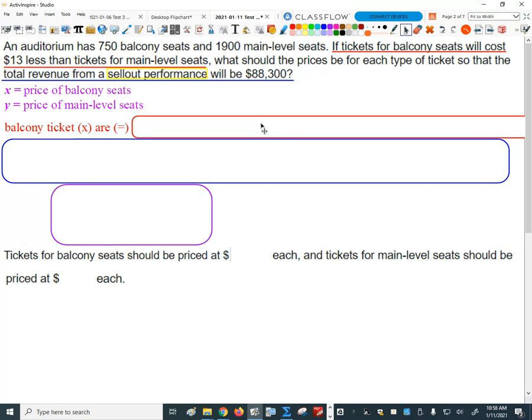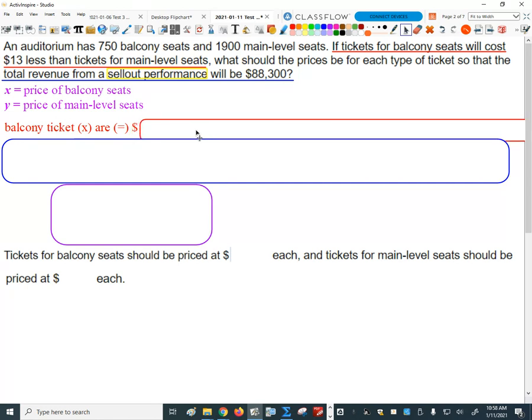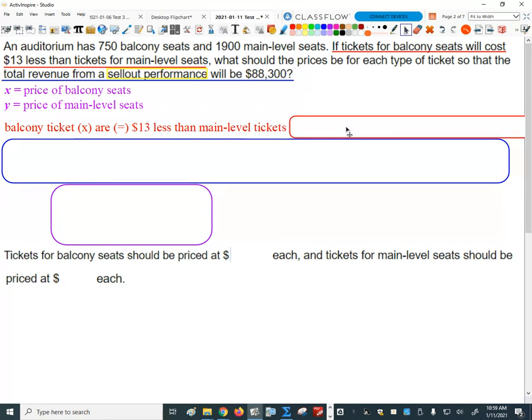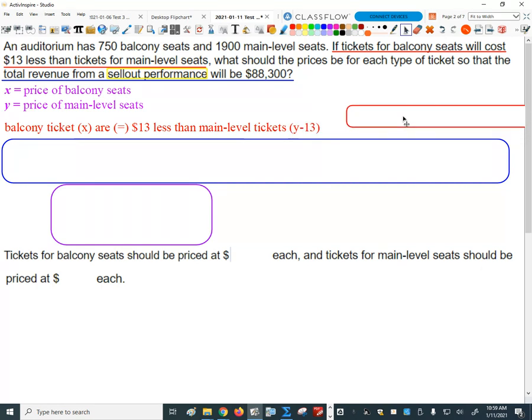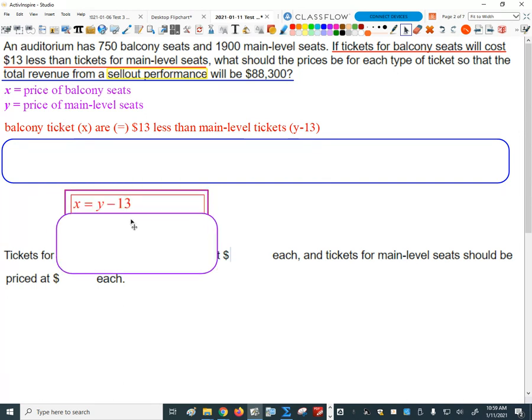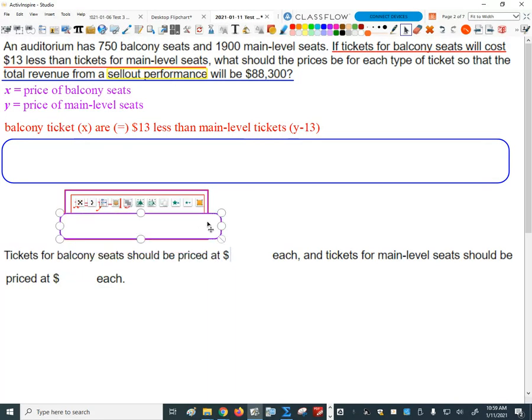It says that balcony seats will cost $13 less than main level seats. So balcony ticket minus 13, isn't it? Because the balcony ticket is X, that equals $13 less than main level tickets. Main level ticket price is Y. So that's just Y minus 13, right? Everybody see that? See how we can make that transition into math? And so there's our first equation: X equals Y minus 13.